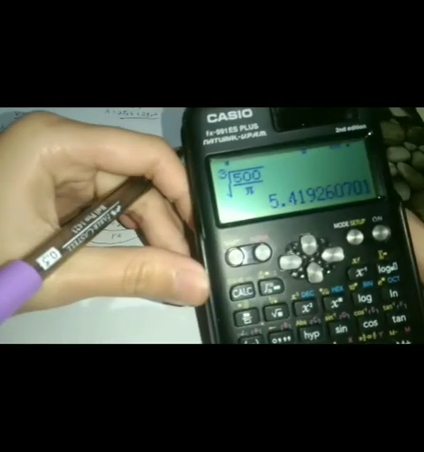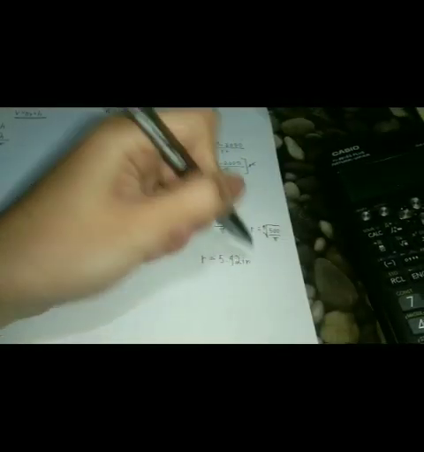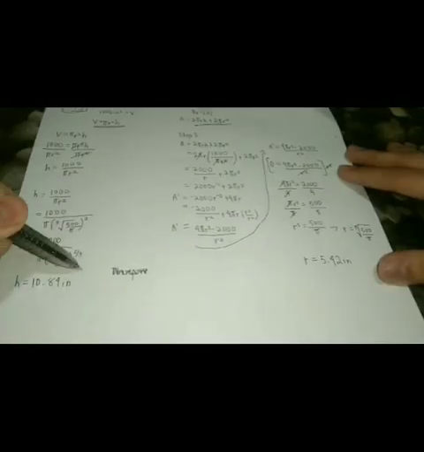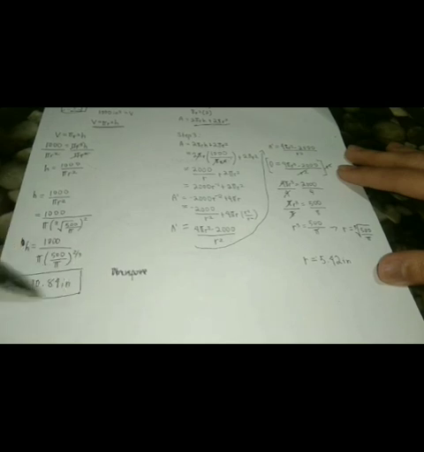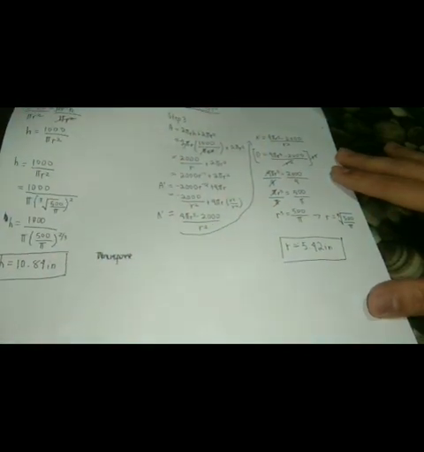And for the radius, r is equal to 5.42 inch. Therefore, the dimensions that will minimize the amount of metal needed in the construction of the can is h is equal to 10.84 inch and the radius of 5.42 inch.